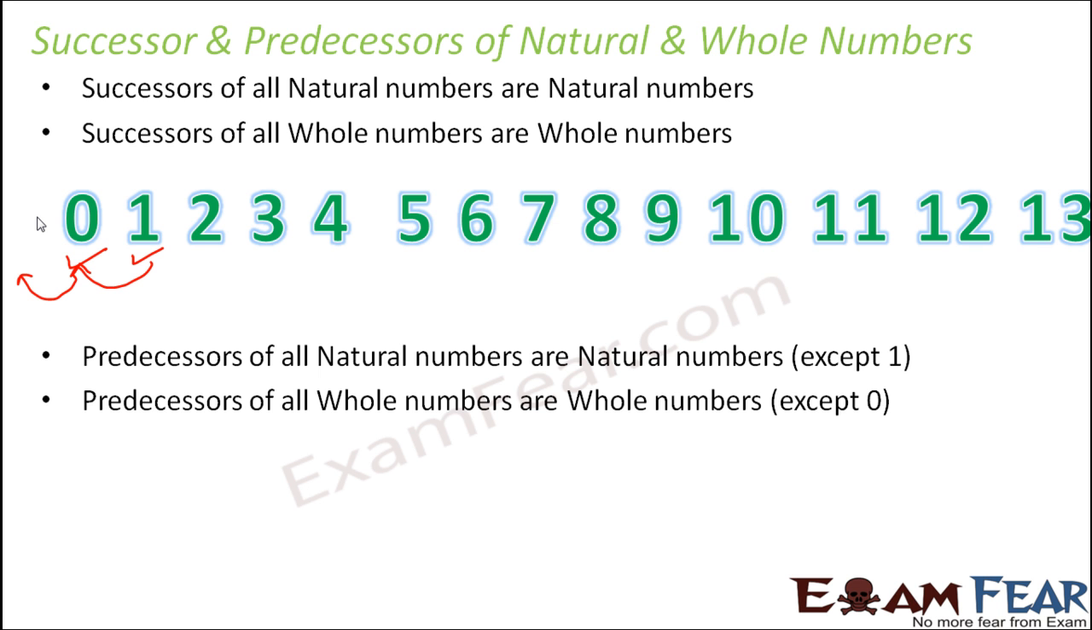That is why we say that before 0 are the negative numbers, and negative numbers are not whole numbers. Therefore predecessors of all whole numbers are not whole numbers. The exception is 0.